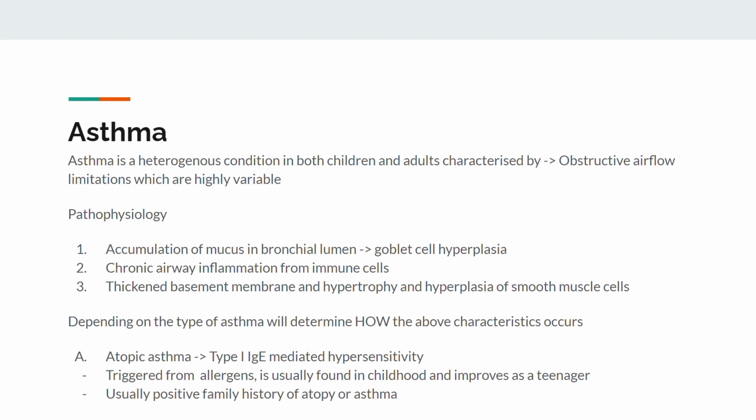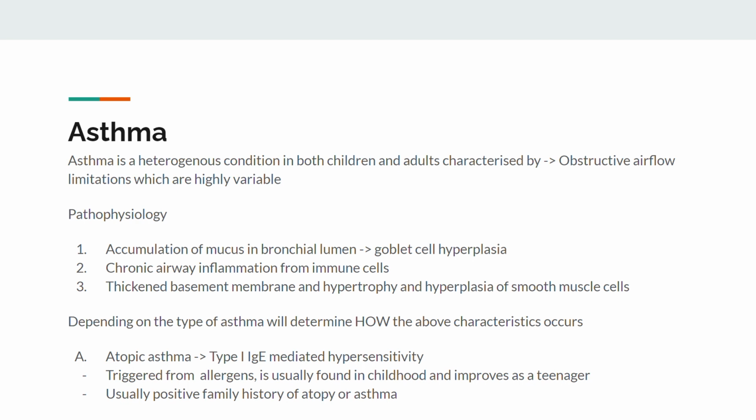So really, the three things that actually cause asthma within the lung: you get accumulation of mucus in the bronchial lumen, so you get goblet cell hyperplasia. You get chronic airway inflammation from immune cells, and you get a thickened basement membrane, hypertrophy and hyperplasia of smooth muscle cells. So if anyone asks you what are the three things that cause asthma within the lung, it's these three things.